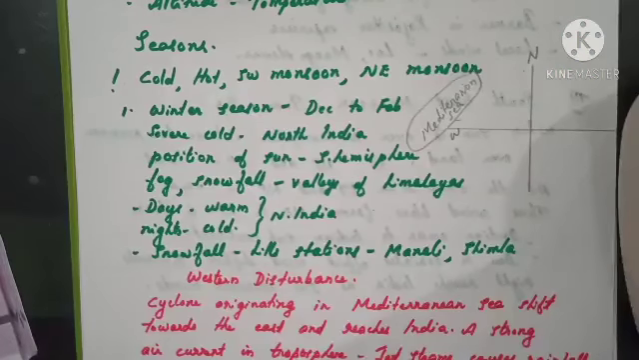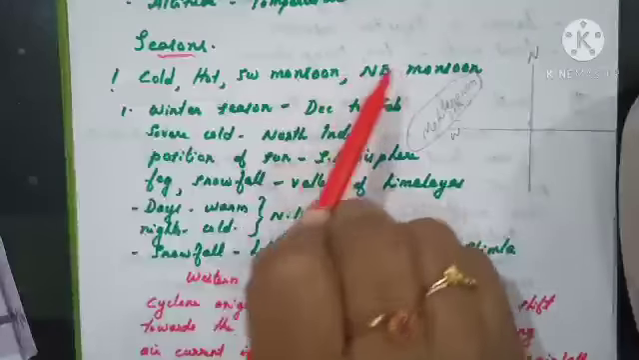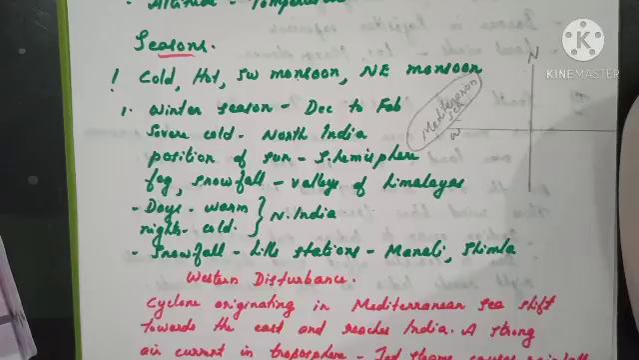The climate in India can be generally classified into four: cold season, hot season, southwest monsoon and northeast monsoon. Which are the months of the cold season? December, January, February. What about the hot season? March, April, May, June also.